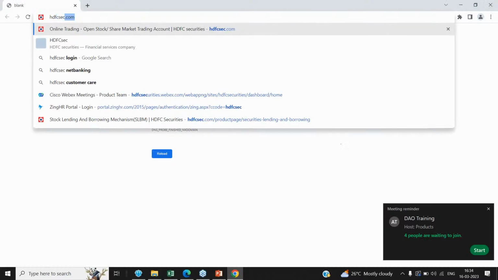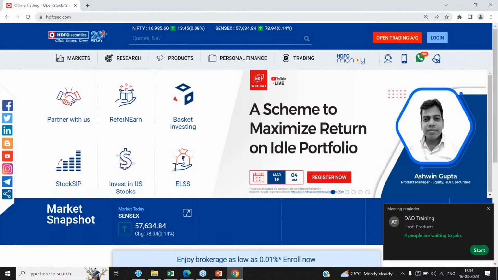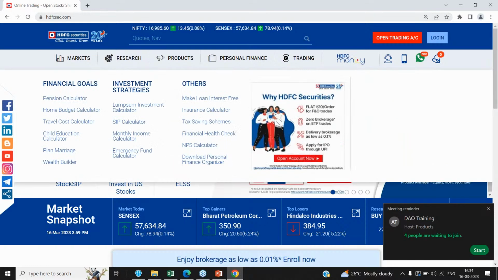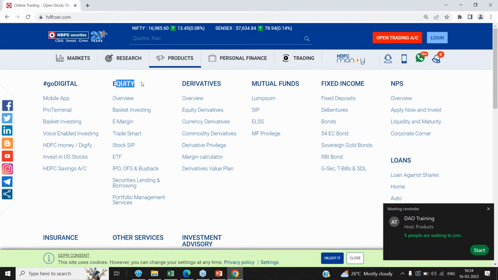I'll go to hdfcsecurities.com. This is our HDFC Securities website. On this page, since it is an equity market, I will go to products. In products, I have something called equity. I'll simply click here on eMargin.